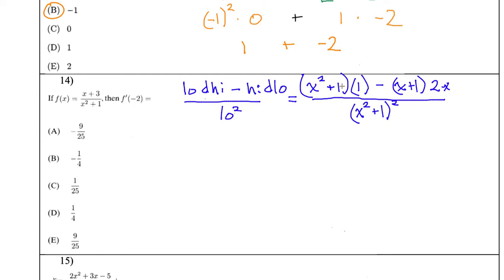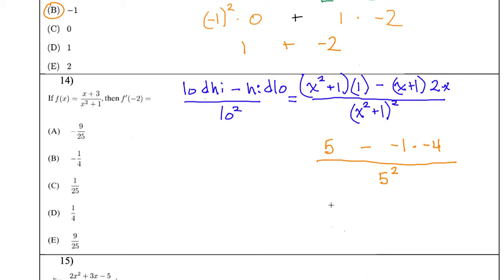When I do that, negative 2 squared is 4, plus 1 is 5, times 1 is 5. Minus, when I plug in negative 2 plus 1 is negative 1. It's going to be negative 1 times, when I plug in negative 2 here, it's going to be negative 4. All of this is going to be divided by, plugging in negative 2, negative 2 squared is 4, plus 1 is 5, 5 squared.